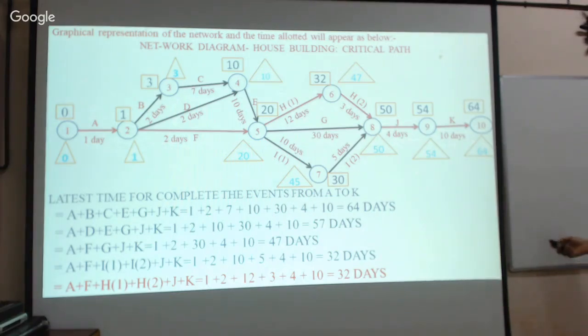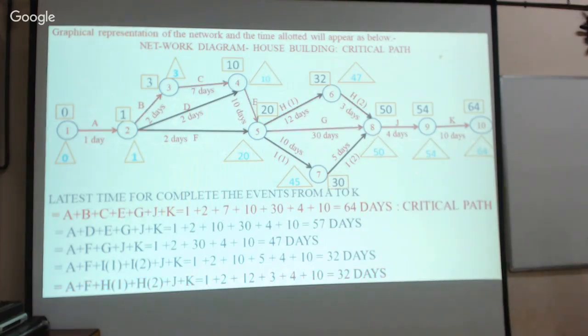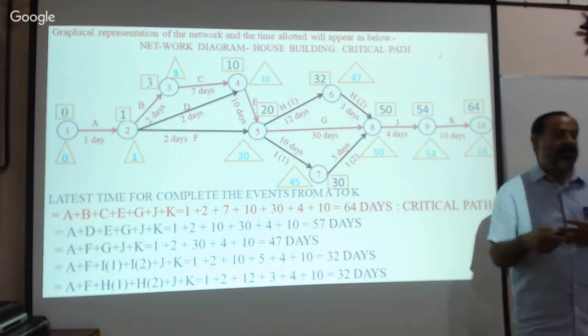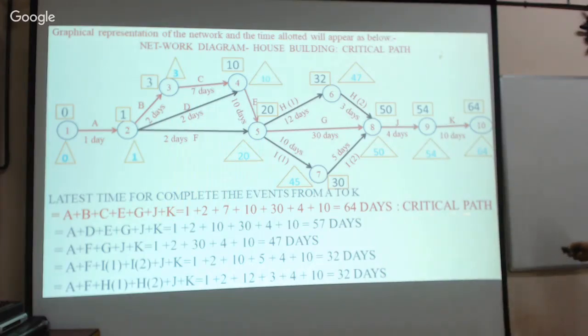Events and activities. Now let us come to the conclusion. After doing so, what are we going to get? See, now this is the longest path. Longest path means the maximum time required to complete the project, isn't it? If you go by another path and calculate, the time required is different, isn't it? These are fewer days compared to this path. Therefore, the maximum time required to complete the project is 64 days, isn't it? Now that is called the critical path. That is the critical path.